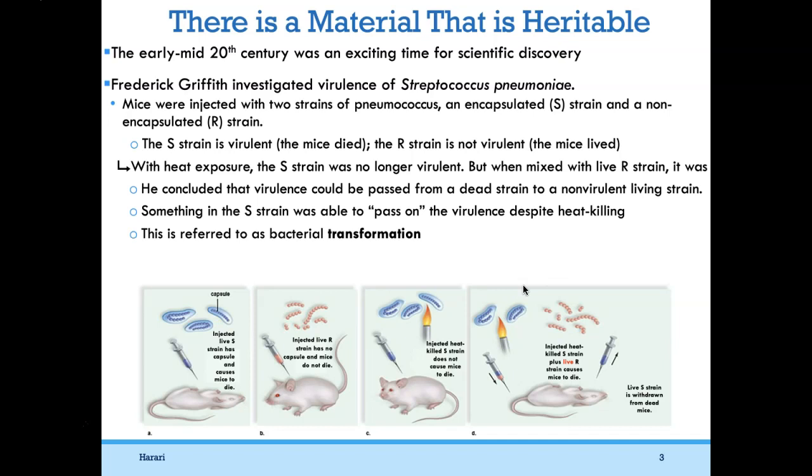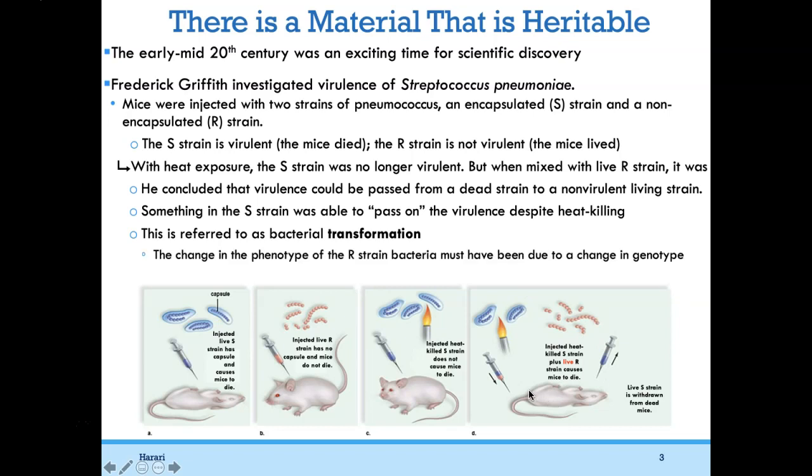And this is now called bacterial transformation. The bacteria were transformed. Griffith concluded that some substance necessary for the bacteria to produce a capsule and be virulent must have been passed on from the dead S strain to the living R strain. And the R strain bacteria were transformed, and they were able to be infectious once they were mixed. So overall, the change in the phenotype of the R strain, going from non-infectious to infectious, must have been due to a change in genotype.